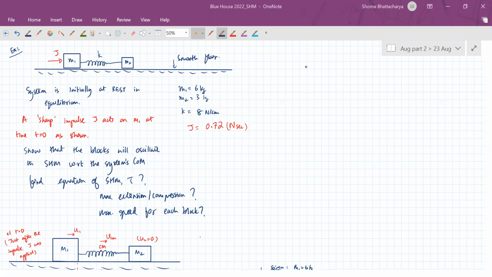So that diagram now we have to analyze, the free body diagram of M1 and M2, but not in the ground frame, in the center of mass frame, so that we can show that in the center of mass frame they are performing the SHM motion.